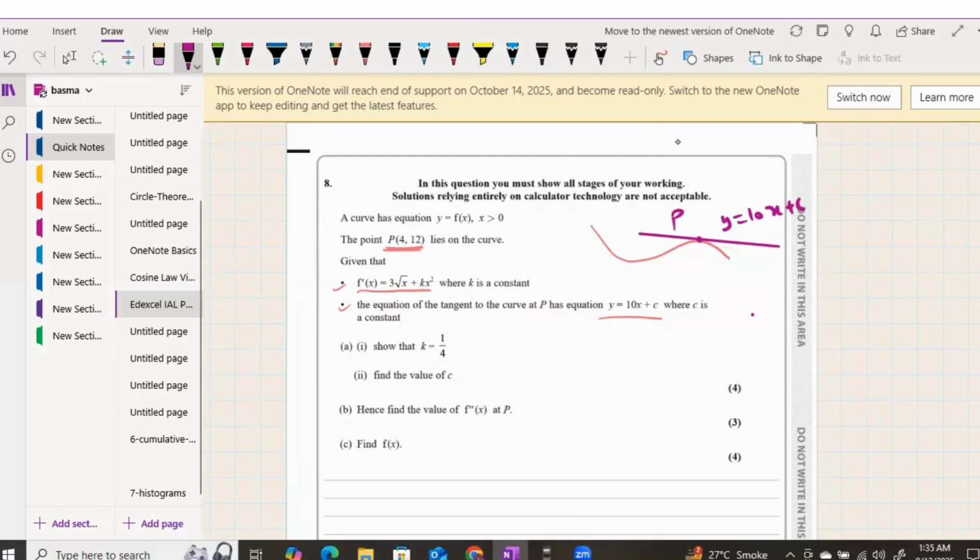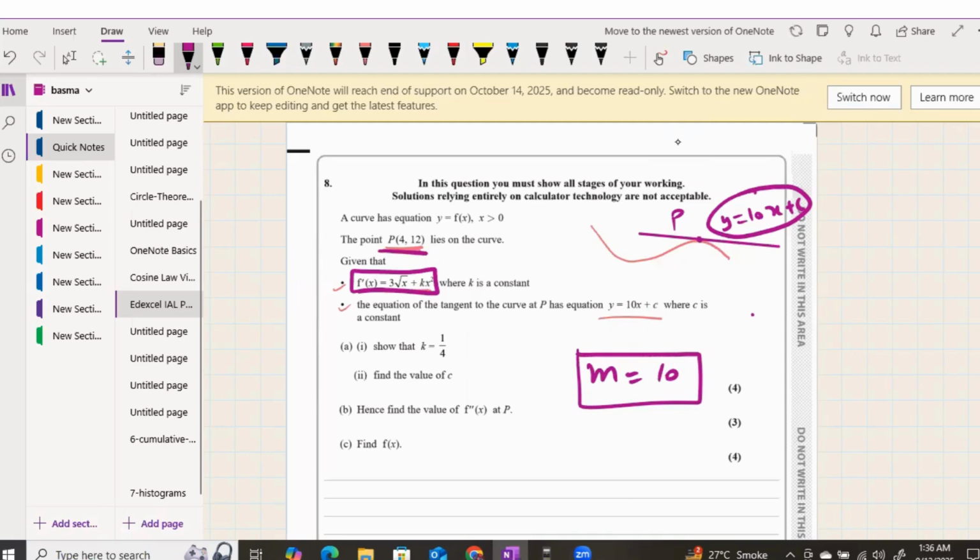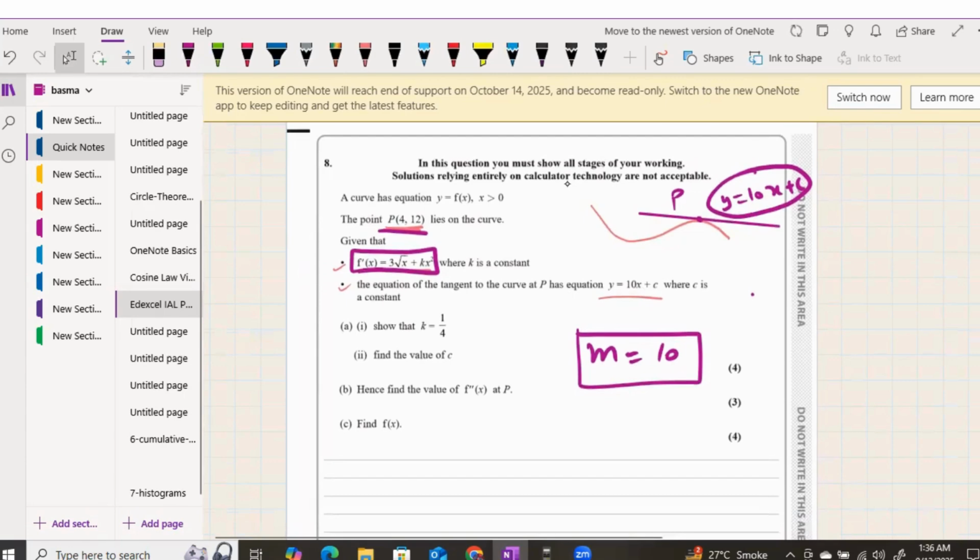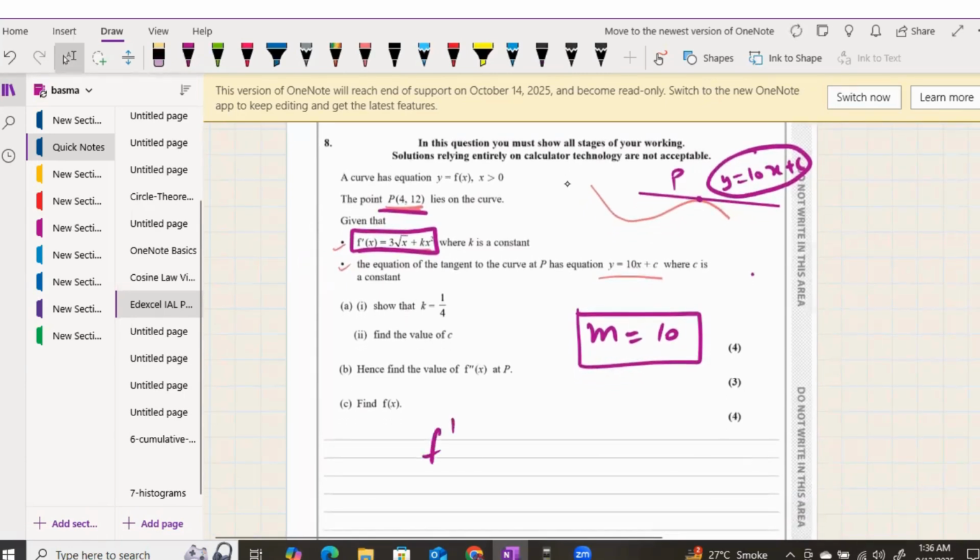And they are giving you the derivative function. The derivative of the curve is the gradient of that tangent line. So what is the gradient of this tangent line? That is 10. The gradient is 10, which means you can substitute this gradient in place of f derivative of x, because f derivative represents the gradient of the curve at that specific point. So you can substitute this point into the gradient. Let me just write it.